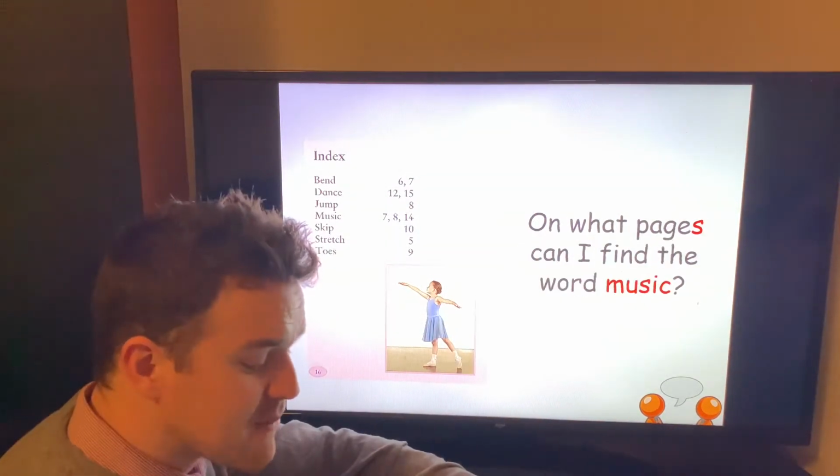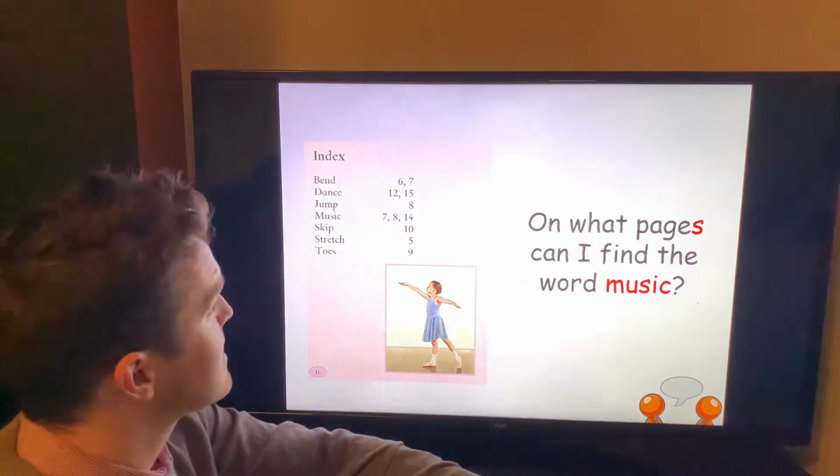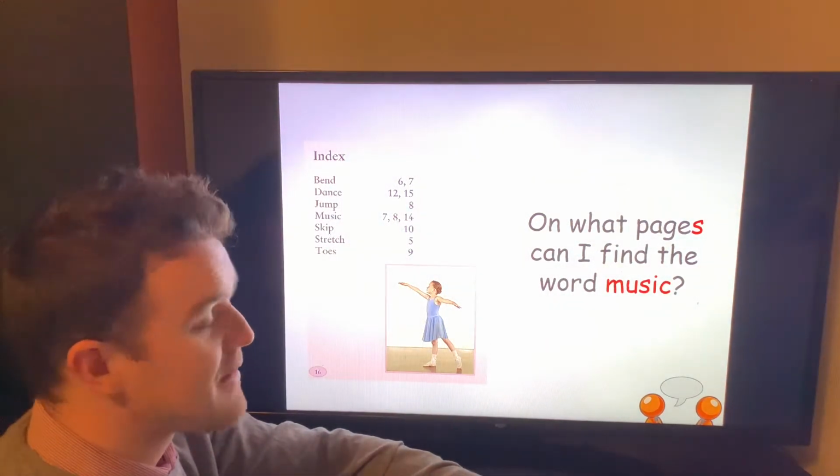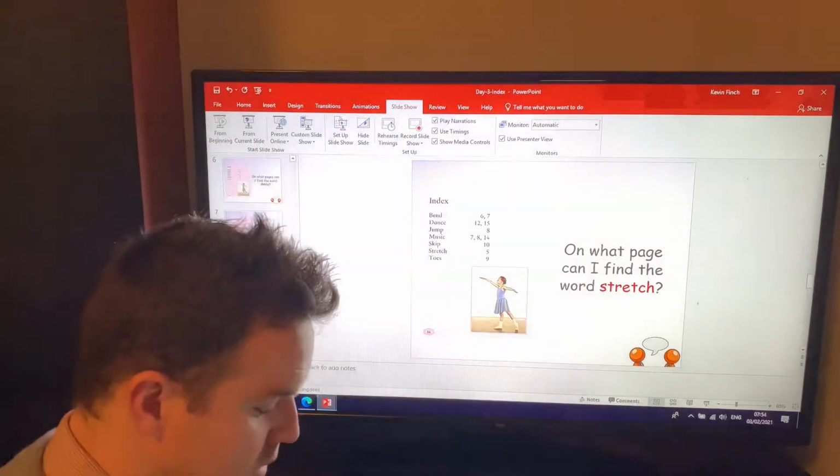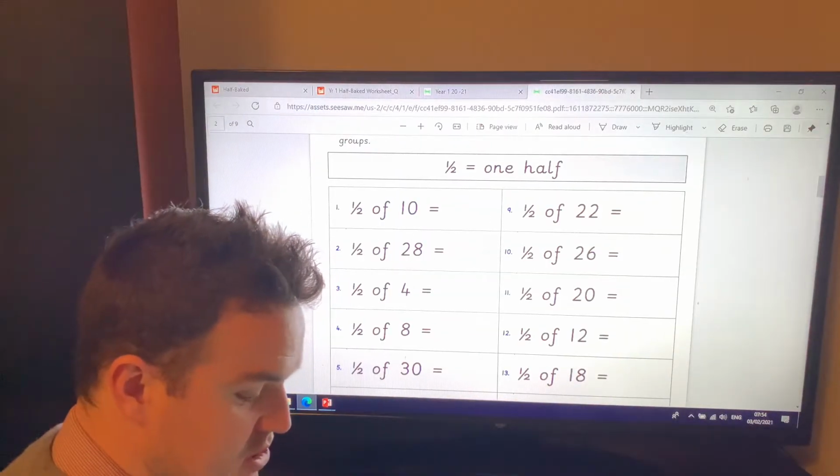It's very, very similar to yesterday. Where can I find music? As I said already, music is on 7, 8, and 14. I'm going to move on here. I'm going to show you the 3 different tasks now.